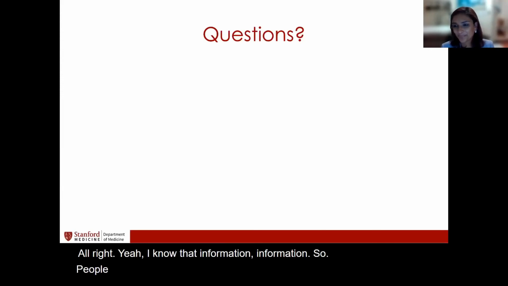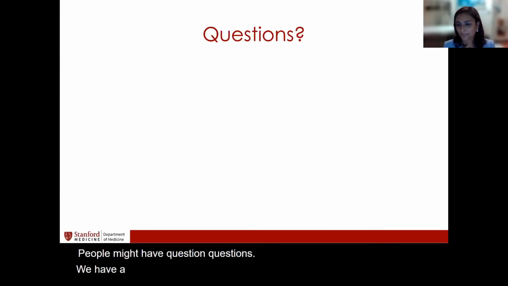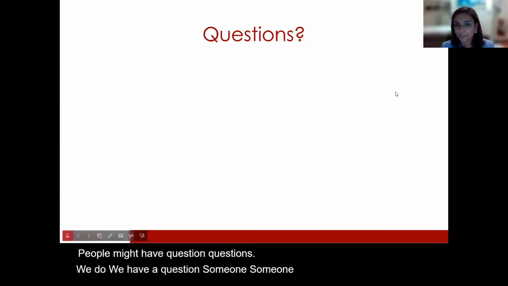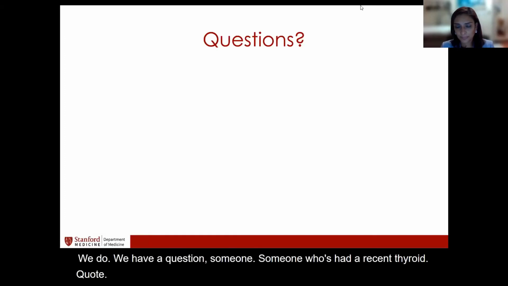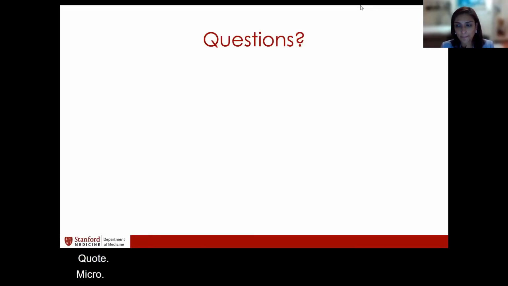We do. We have a question from someone who said they had a recent thyroid lobectomy. Pathology noted, quote, "papillary thyroid microcarcinoma, follicular variant, infiltrative," unquote. What does all that mean? Is it mostly papillary, mostly follicular, encapsulated, non-encapsulated? Is infiltrative the concerning word?